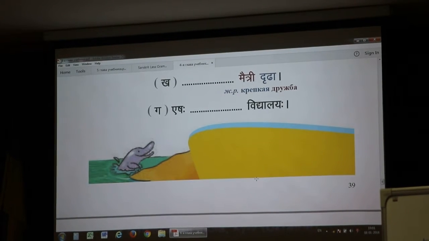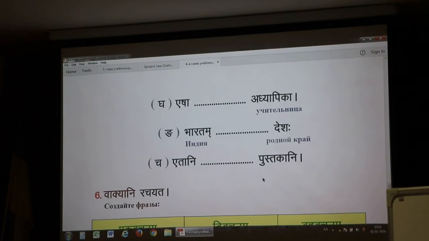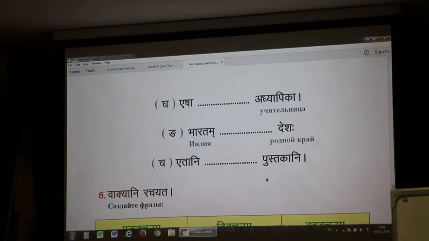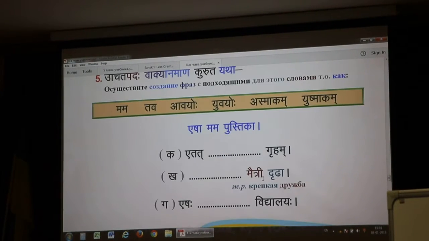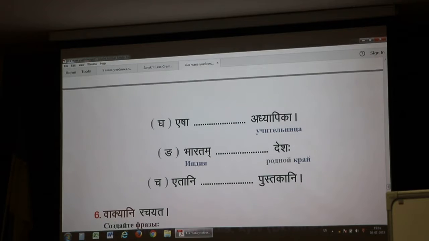Similarly, the last one, Etani Yushmakam Pustakani.